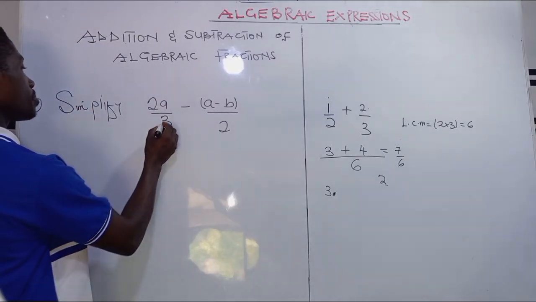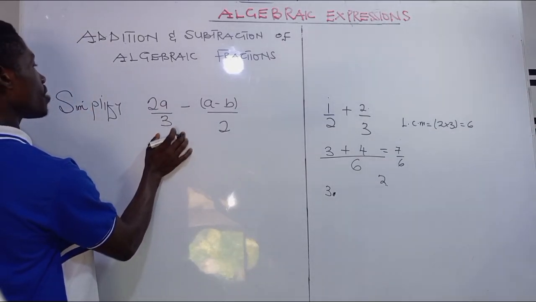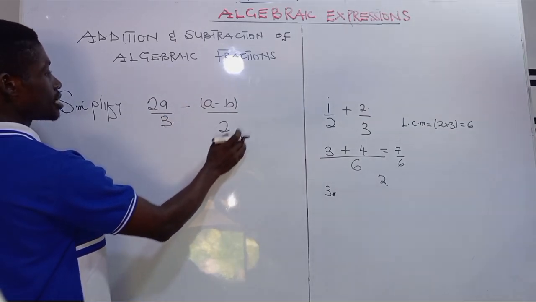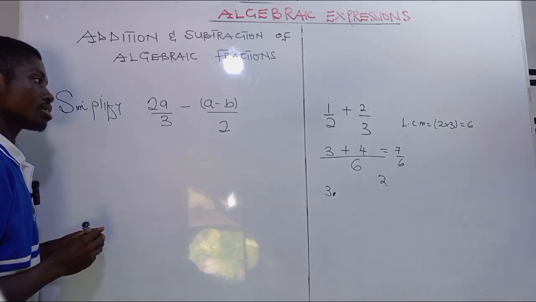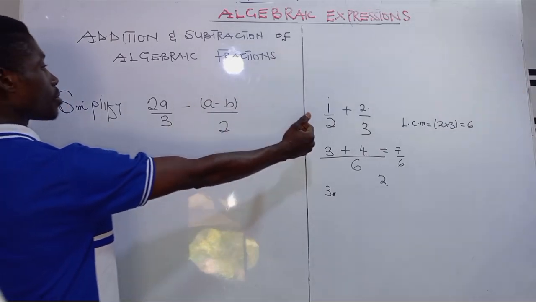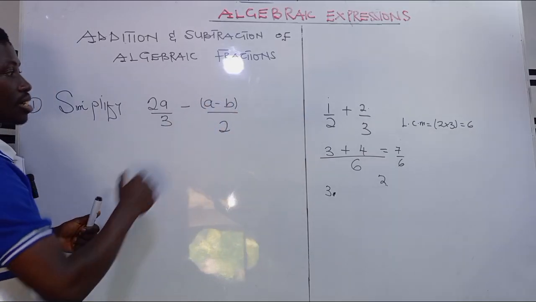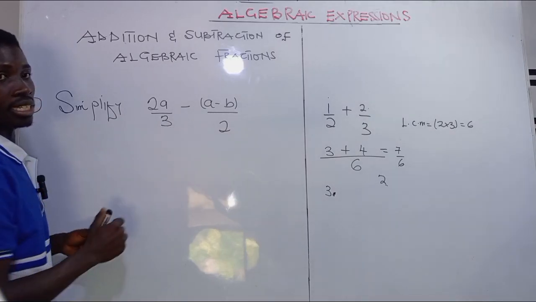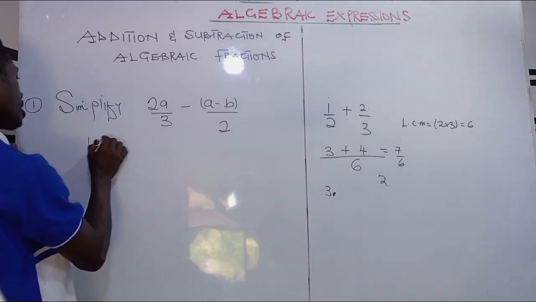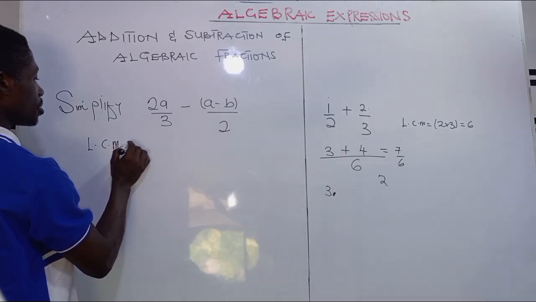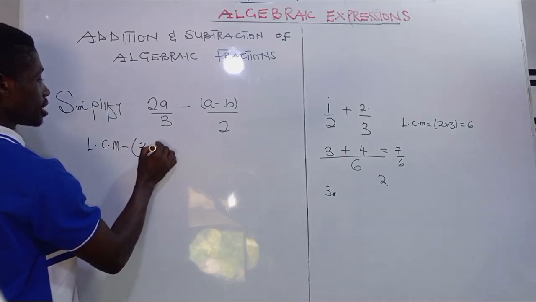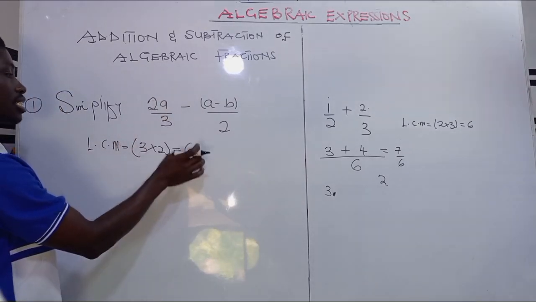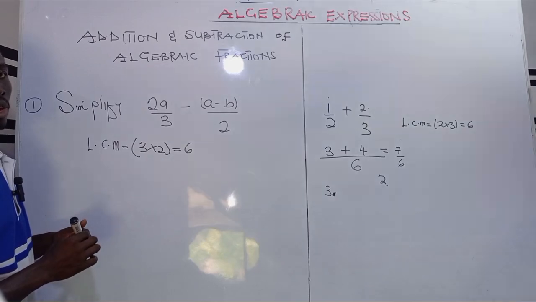So we have our first example. We have to simplify 2a over 3 minus a minus b all over 2. So applying the same concept in addition and subtraction of fractions, what we are going to do is find the LCM of the denominators. So we know that the LCM, the lowest common multiple of 3 and 2, will give us 6. Then we express each fraction in terms of the LCM. That's what we are going to do.